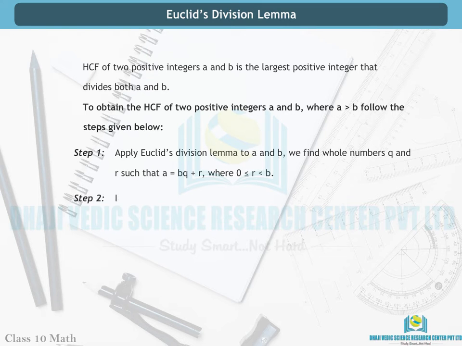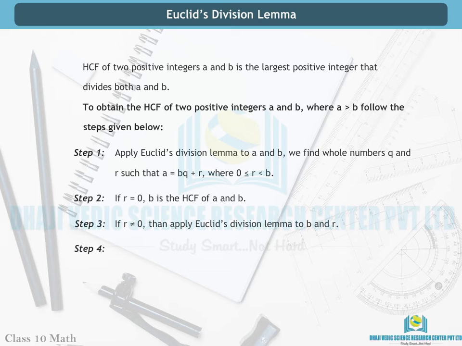Step 2. If r = 0, b is the HCF of a and b. Step 3. If r is not equal to 0, then apply Euclid's division lemma to b and r. Step 4. Continue the process till the remainder is 0. The divisor at this stage will be the required HCF.